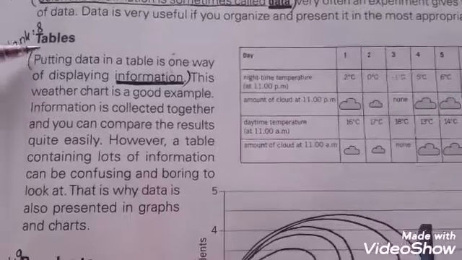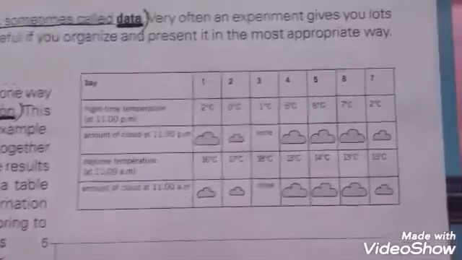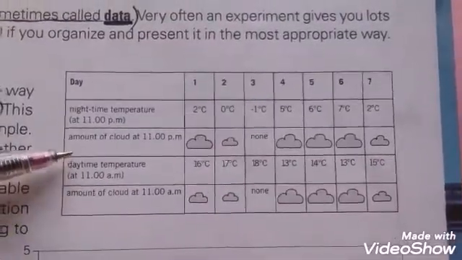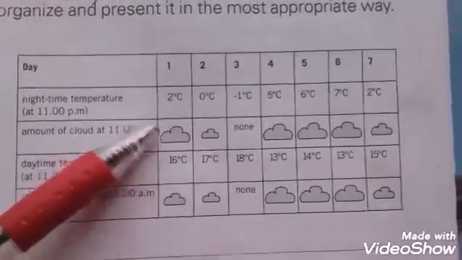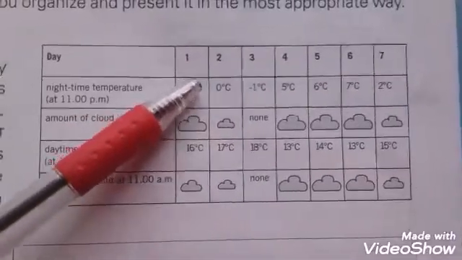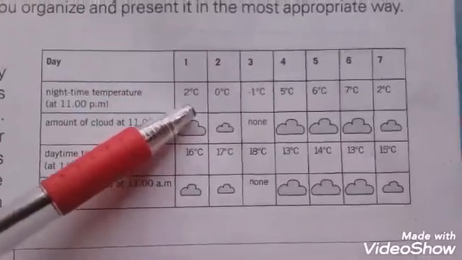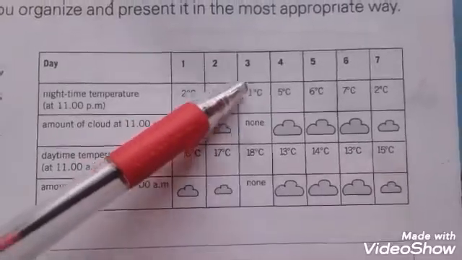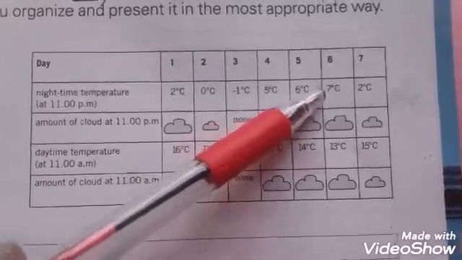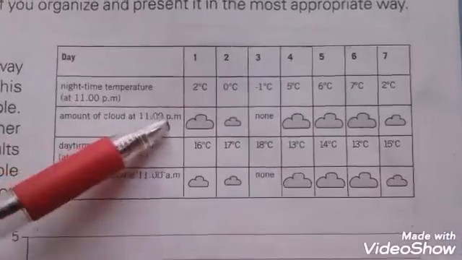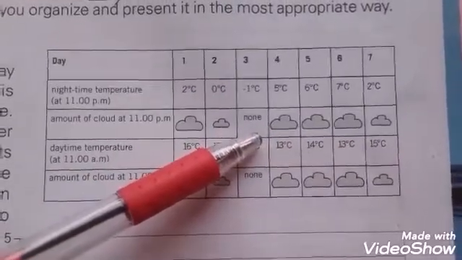Dear students, look at your book. Tables. Putting data in a table is one way of displaying information. This weather chart is a good example of a table. This table shows the difference of temperature on all the days of a week. Nighttime temperature on the first day is 2 degrees Celsius, second day 0 degrees Celsius, third day -1, fourth day 5 degrees Celsius, and so on. Amount of cloud at 11 pm: same as the first day, second, third day, no cloud.